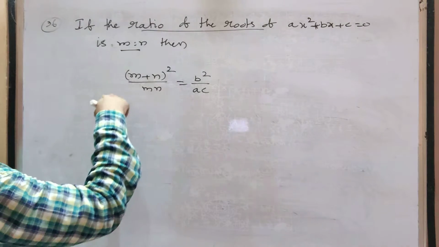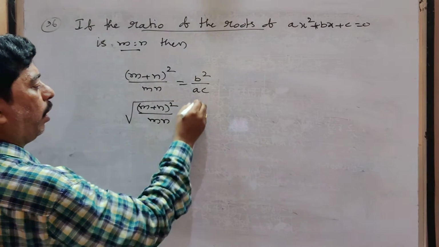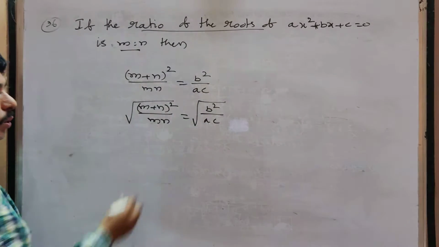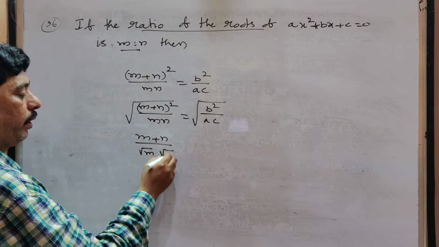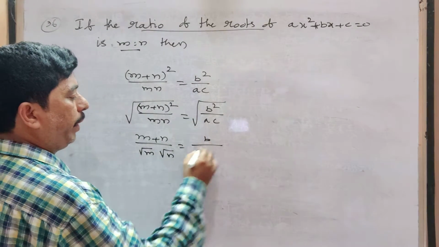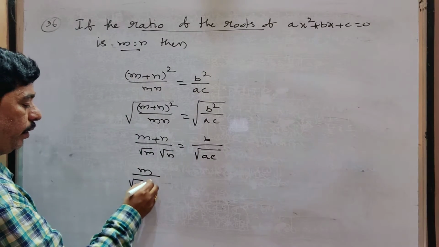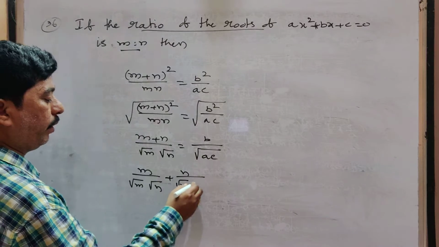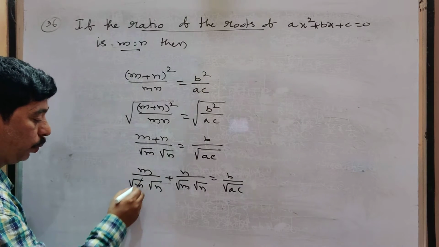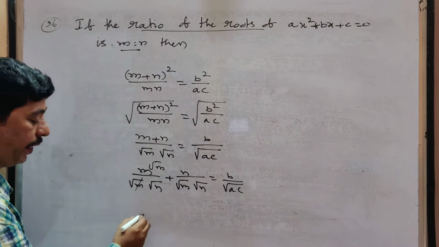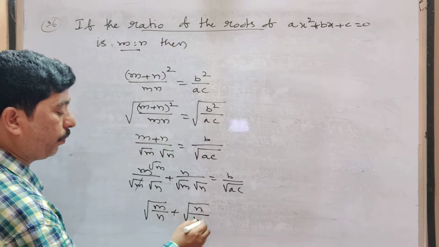So you can take square root of both sides. Root of (m plus n) whole square by mn equal to root of b square by ac. Square root cancel: m plus n by root of mn. Root of mn means root m into root n. Root of b square is b, so b by root ac. Split the numerator: m by root m into root n, plus n by root m into root n, equal to b by root ac. m by root m is root m; these two cancel, root m remains. So root m by root n is root of m by n. Similarly, this is root of n by m, equal to b by root ac.